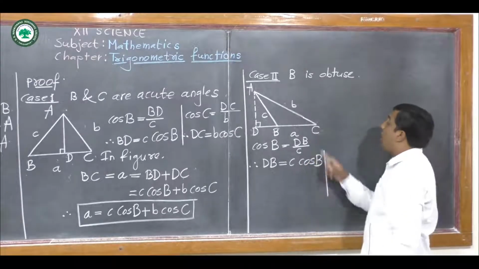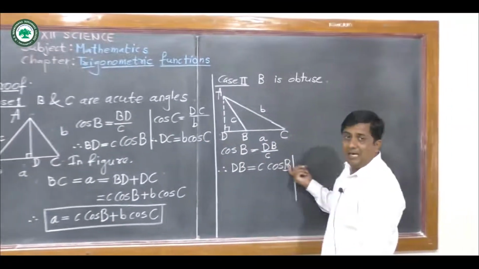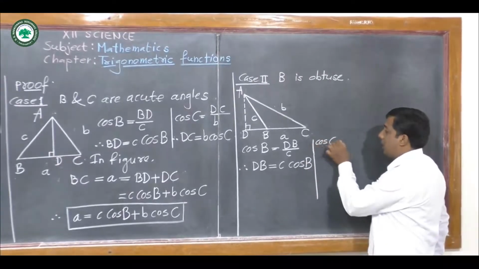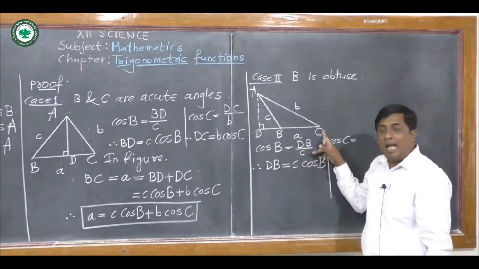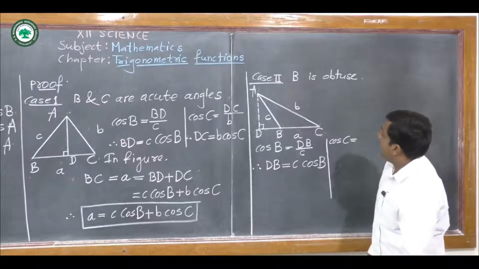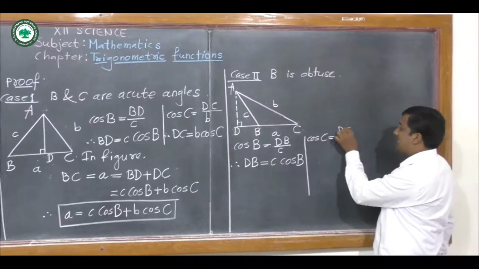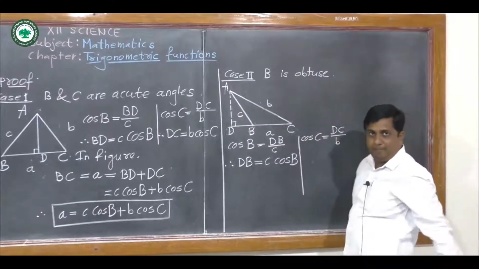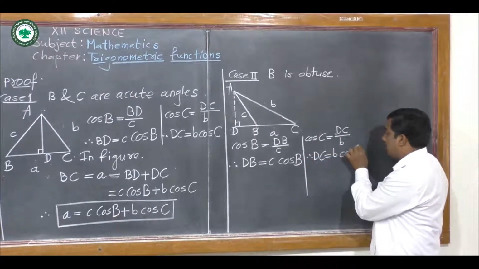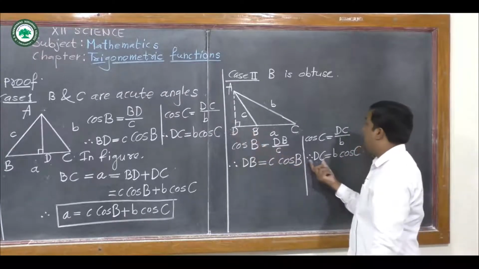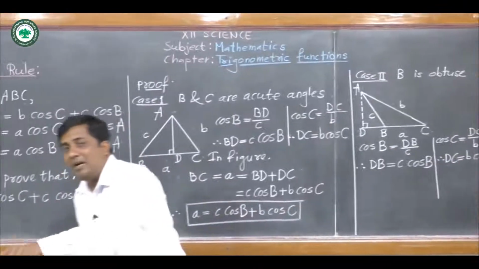Now we define cos C, since in our relation we have b cos C. To define cos C, we consider triangle ADC, and in that cos C is adjacent side DC upon hypotenuse b. Therefore DC is equal to b cos C. So we get this DB and this DC, and now by using DB and DC, we define our relation.